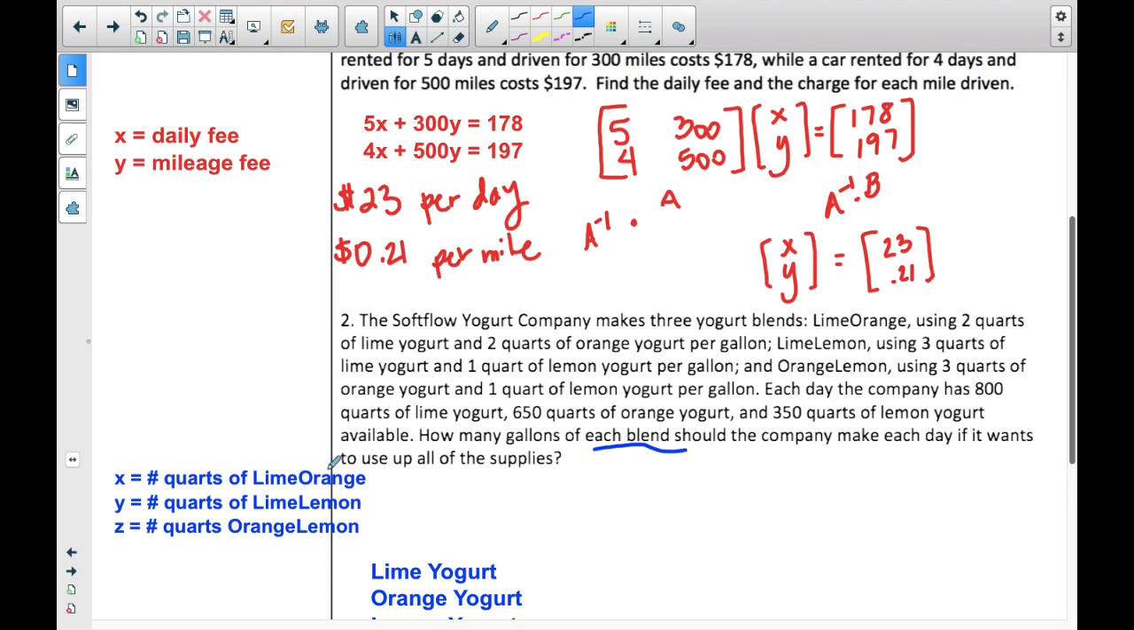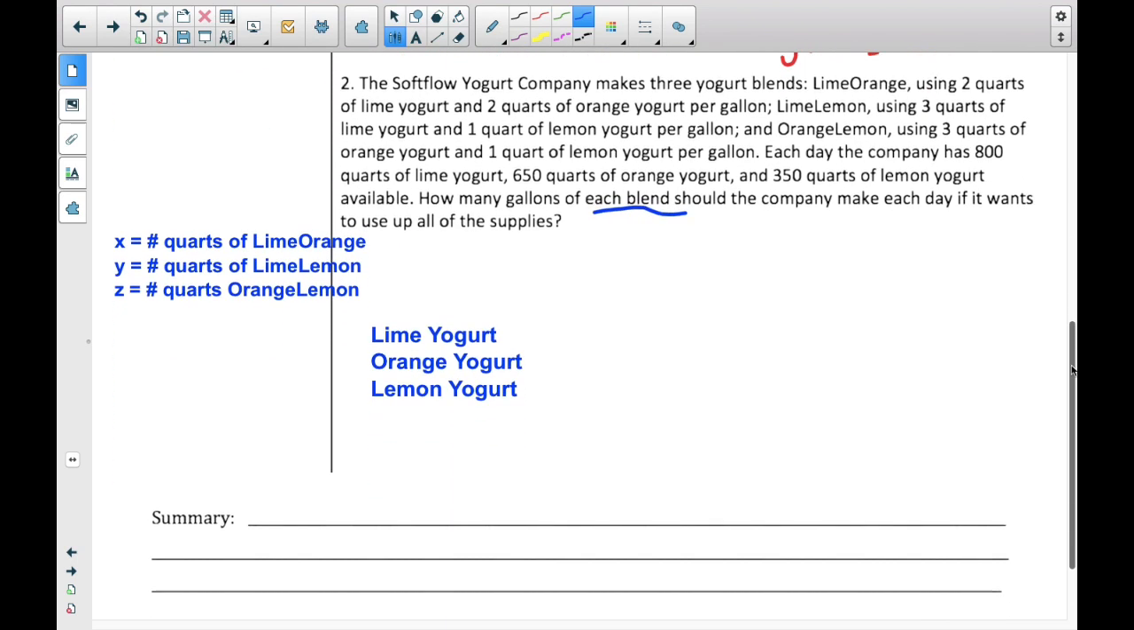So X is how many quarts of lime orange, Y is how many quarts of lime lemon, and Z is how many quarts of orange lemon, because those are the 3 blends. Now that we have identified the variables, we need to go in and write out the equations. You need to have 1 equation for lime yogurt, 1 equation for orange yogurt, and 1 equation for lemon yogurt. Pause the video here and try to come up with those 3 equations.